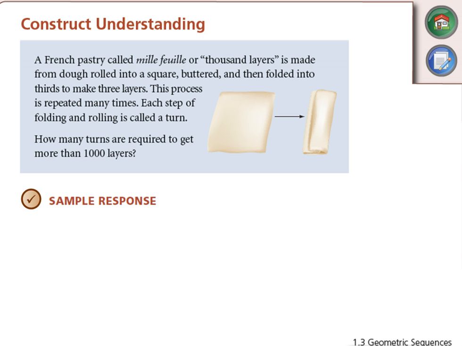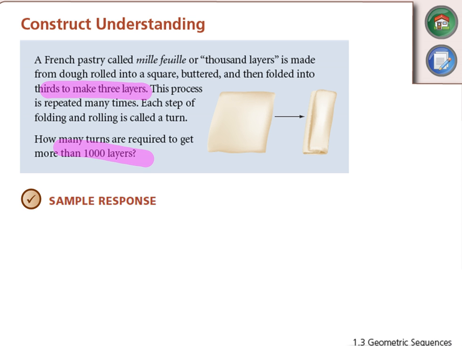A French pastry called, I'm not even going to try to say that one, is made of dough rolled into a square, buttered and then folded, baked into delicious yumminess. Ooh, I'm getting hungry just listening to this here. Okay, so you fold it into thirds, making 3 layers there. Repeat it as many times as you can until you can't do it anymore. We want to get to 1,000 layers. I'll get you started on this, but I want you to come up with the answer.